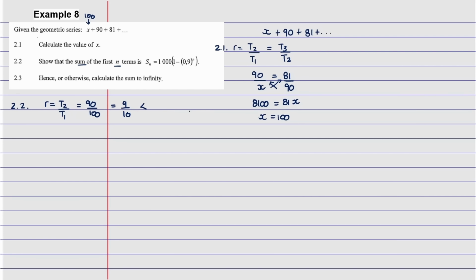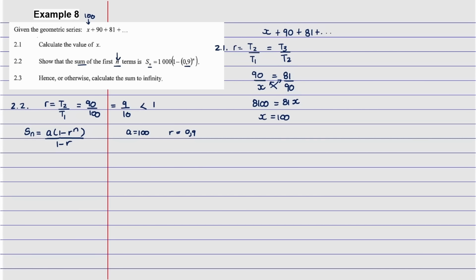This is less than 1, meaning the Sn that we're going to use is this one. So it's going to be Sn equals, open bracket, a times 1 minus r to the power n, divided by 1 minus r. Remember they want us to show that Sn, with n terms, is this. So now we need a and we need r. We already know r, so I'm going to change it to decimal. First, a is equal to x, which is 100. Then r, I'm just going to change it to decimal, which is 0.9, so you can match up with this one.